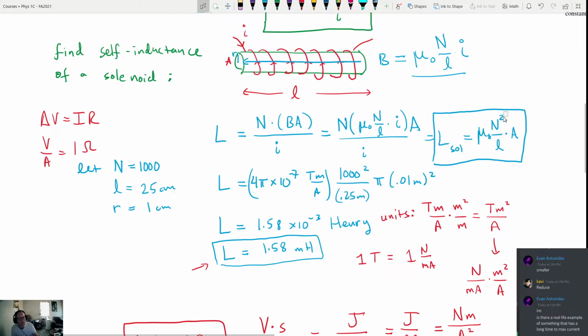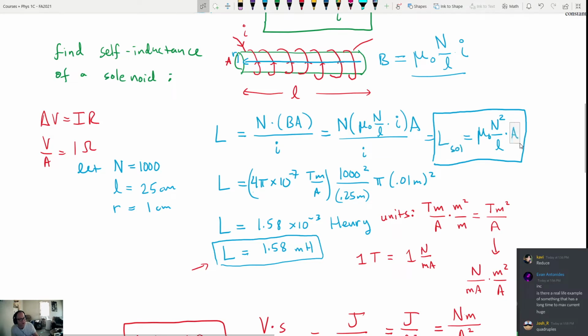Other than that, the only way to increase inductance would be to change the number of turns in the solenoid. What happens to the inductance if I double the number of turns in the solenoid, keeping all the other things the same? What happens to the inductance if I double the number of turns? It quadruples, exactly. By doubling N, you get 2 squared, so you get a 4.